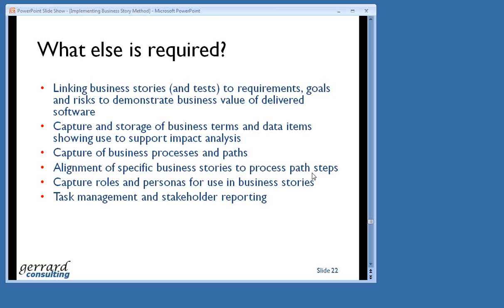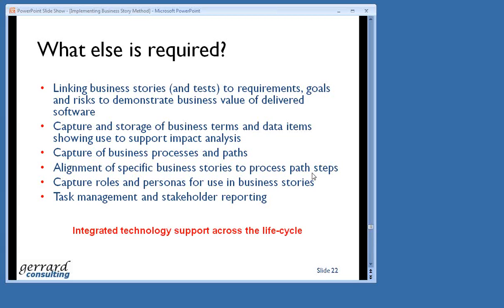Capturing and storing business terms and data items, I think, is a really important part of this as well. You may have heard of the term ubiquitous language, which is another technique which is very popular at the moment. To be able to make use of that, you have to have a dictionary somewhere that will support that. You need to be able to capture business processes and paths through that business process, and then align specific business stories to those process path steps. And capture roles and personas as well, so you've got a common understanding of the definitions of those roles and personas that you're using throughout all of your stories. And it also helps to have some task management and some stakeholder reporting.